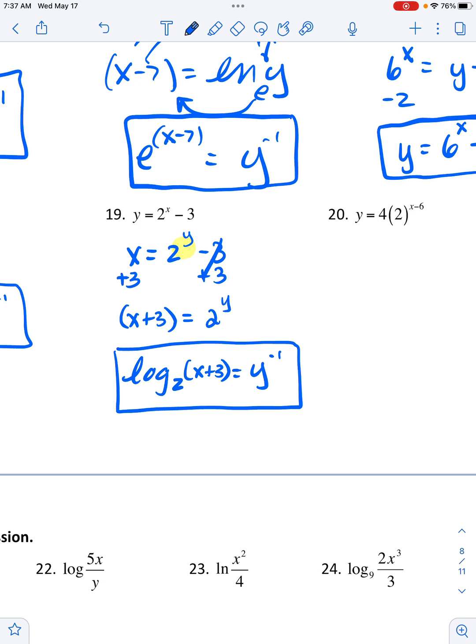And again, this had a -3, I have a +3. This had a power base 2, I have a log base 2. So that's all good news.